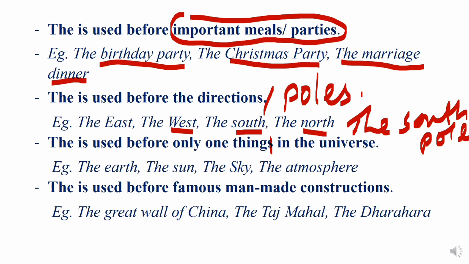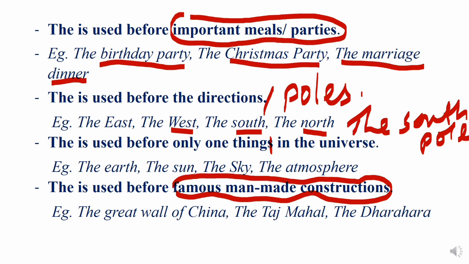Next rule says here, the is used before famous man-made constructions. Famous man-made constructions which are made by human beings and which are famous. For example, the Great Wall of China, a man-made famous construction, the Taj Mahal and the Dharahara in Nepal. These are the famous man-made constructions, and before them we use the.